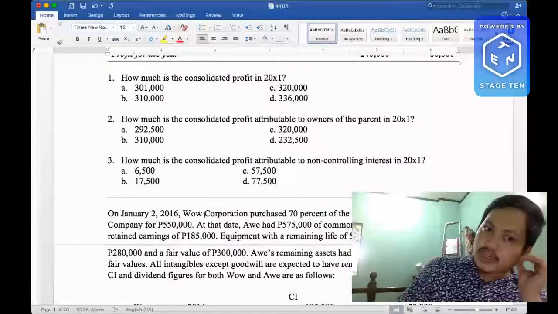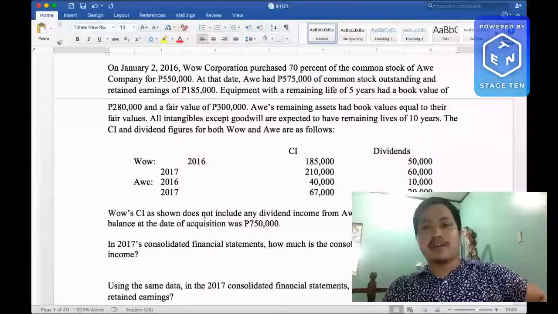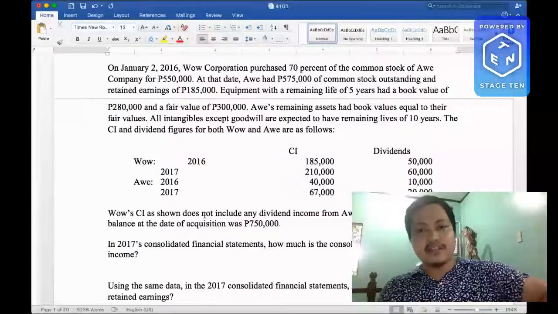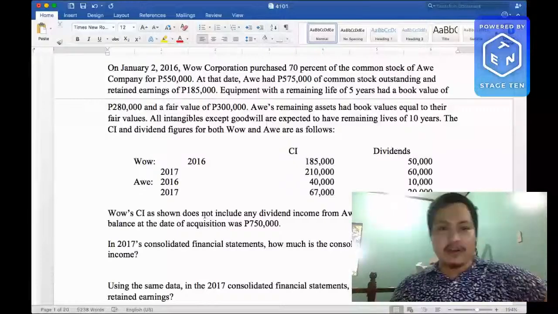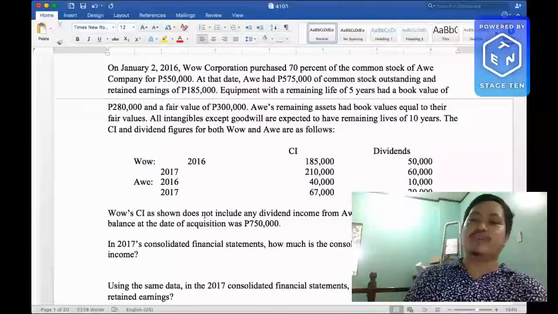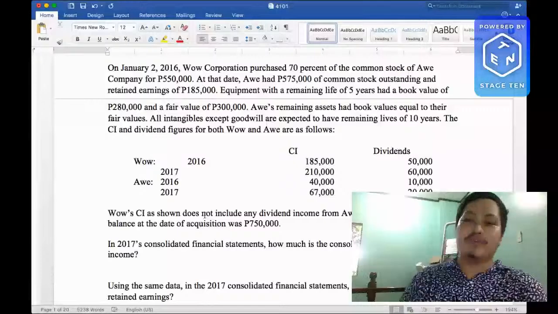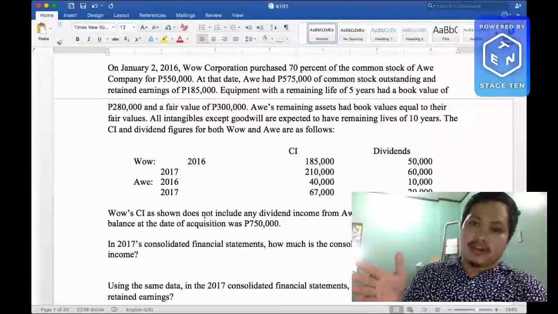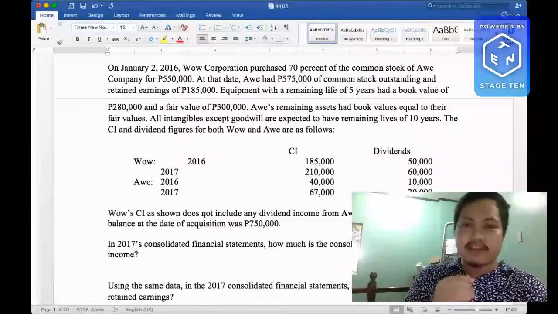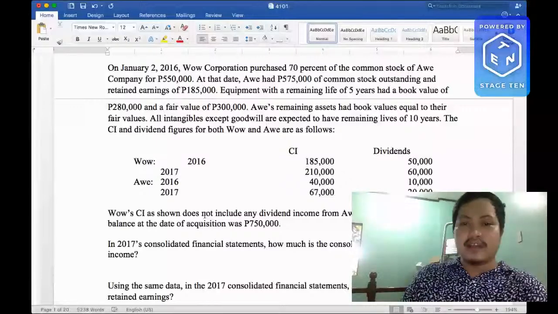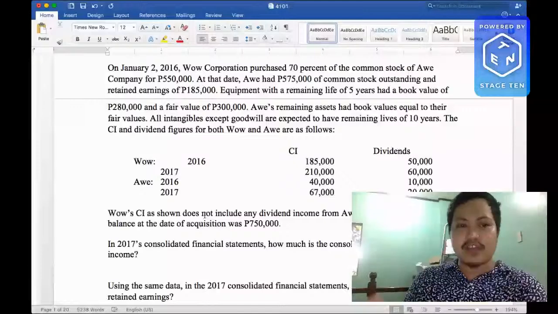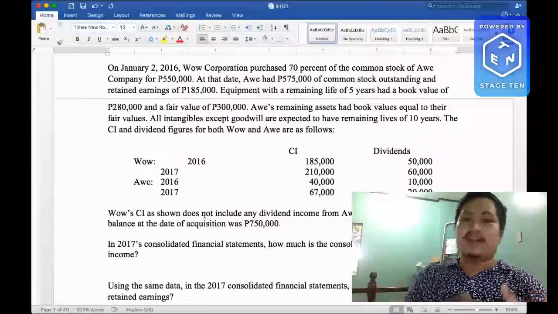How much is the consolidated profit attributable to the remaining life of 5 years? Had a book value of 280,000 and a fair value of 300,000. All its remaining assets had book values equal to their fair values. Okay, so meaning, class, this last sentence I've read is relevant in determining whether there will be adjustments to the income of the subsidiary. Here the remaining assets of the subsidiary had book values equal to their fair values. So as to all the other assets, class, no problem, no difference.